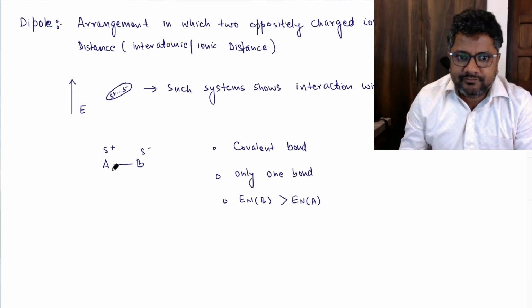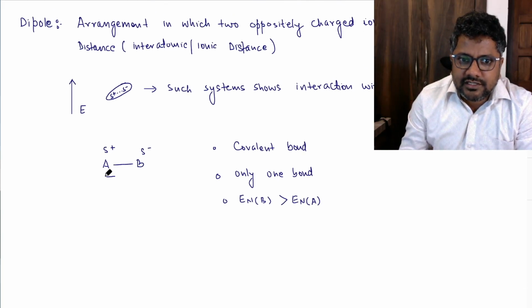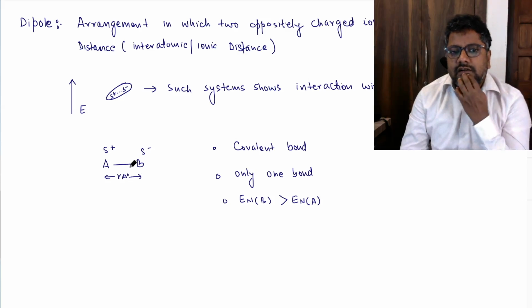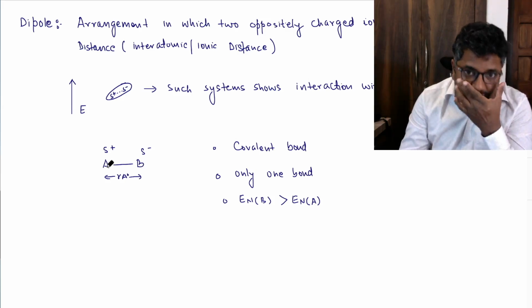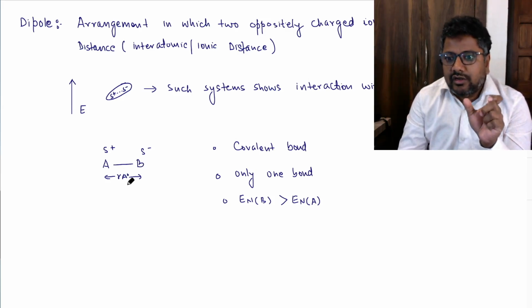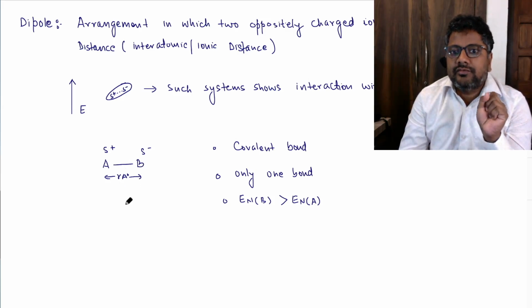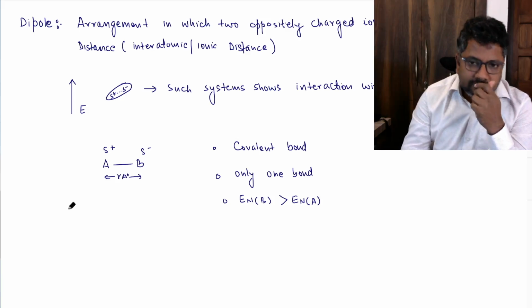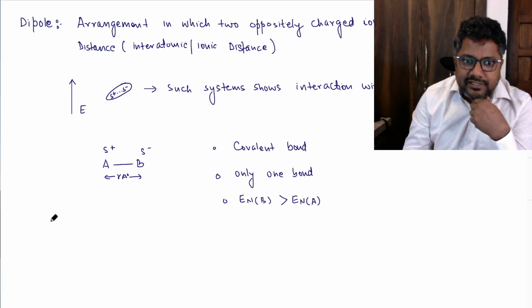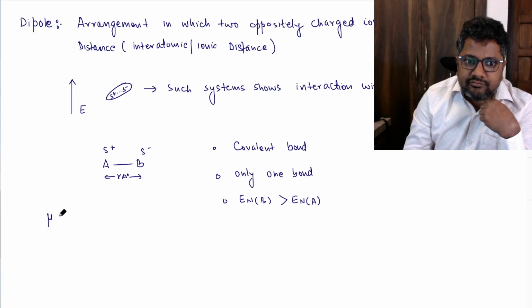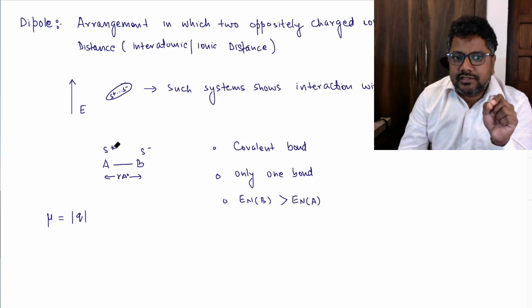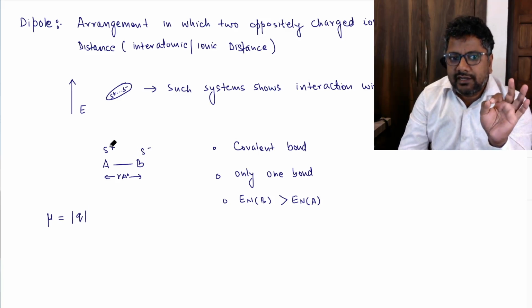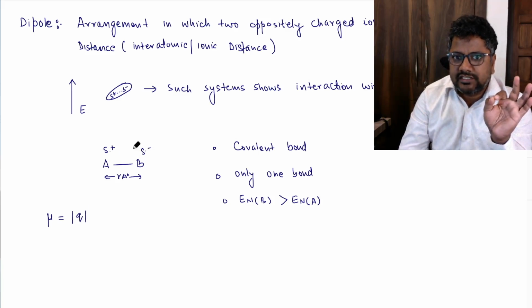Let the internuclear distance be R angstrom, because bond length is basically the internuclear distance between A and B. Bond length is in the order of angstrom. So dipole moment, represented by mu, is defined as the magnitude of charge. Don't take positive or negative, just the magnitude, since these are equal and opposite charges.